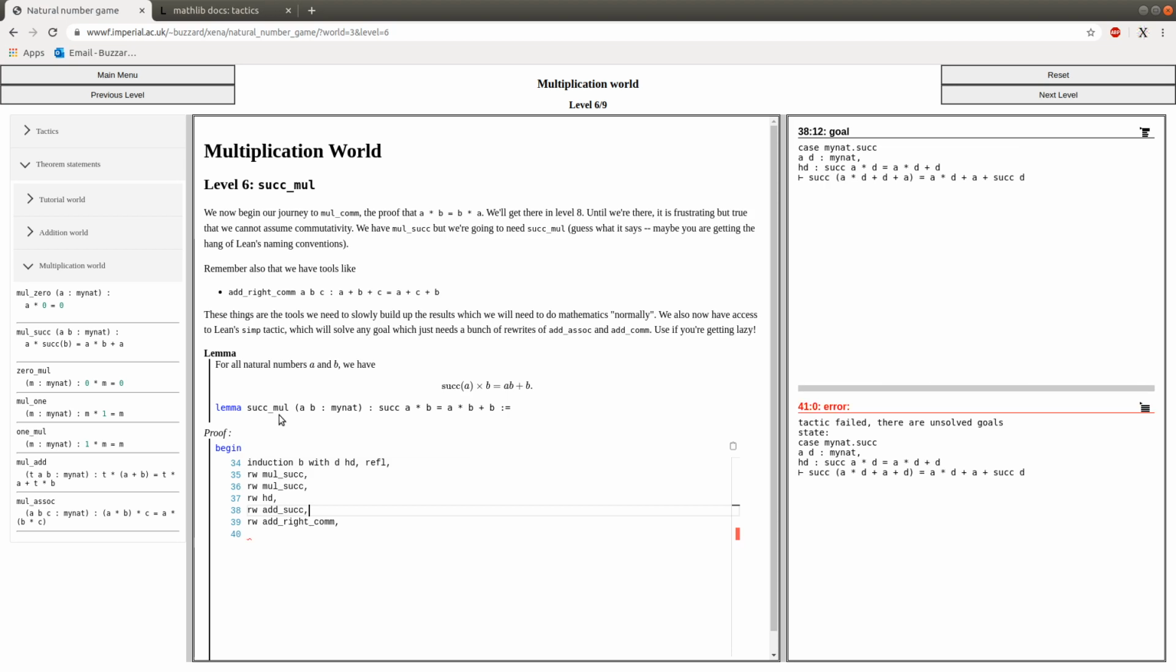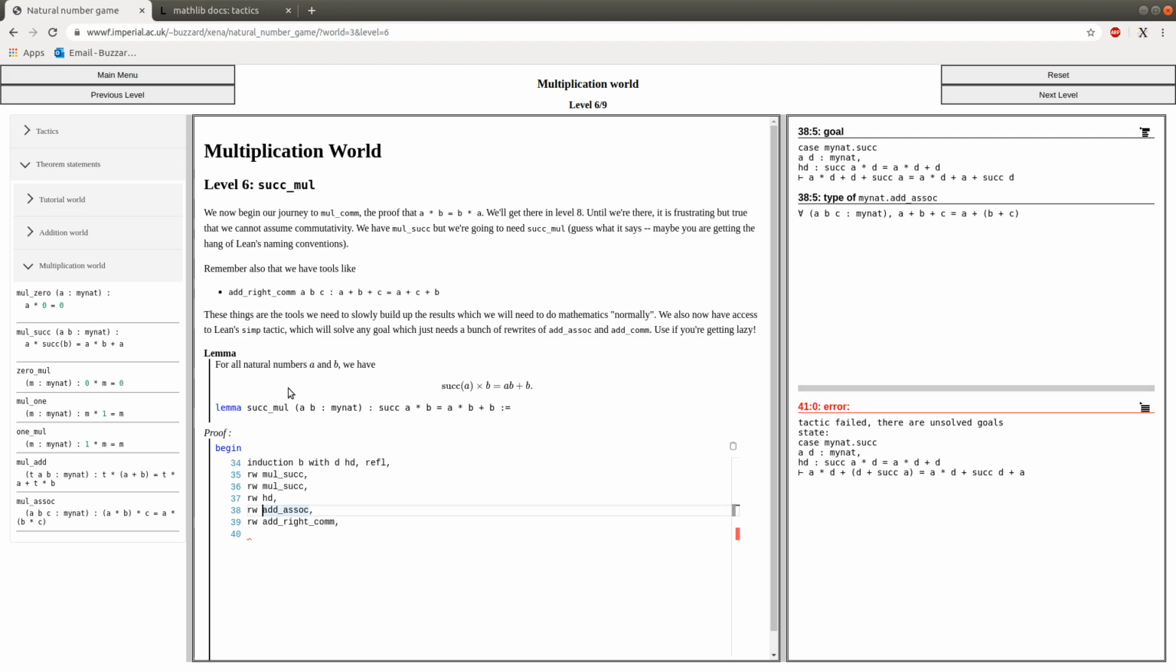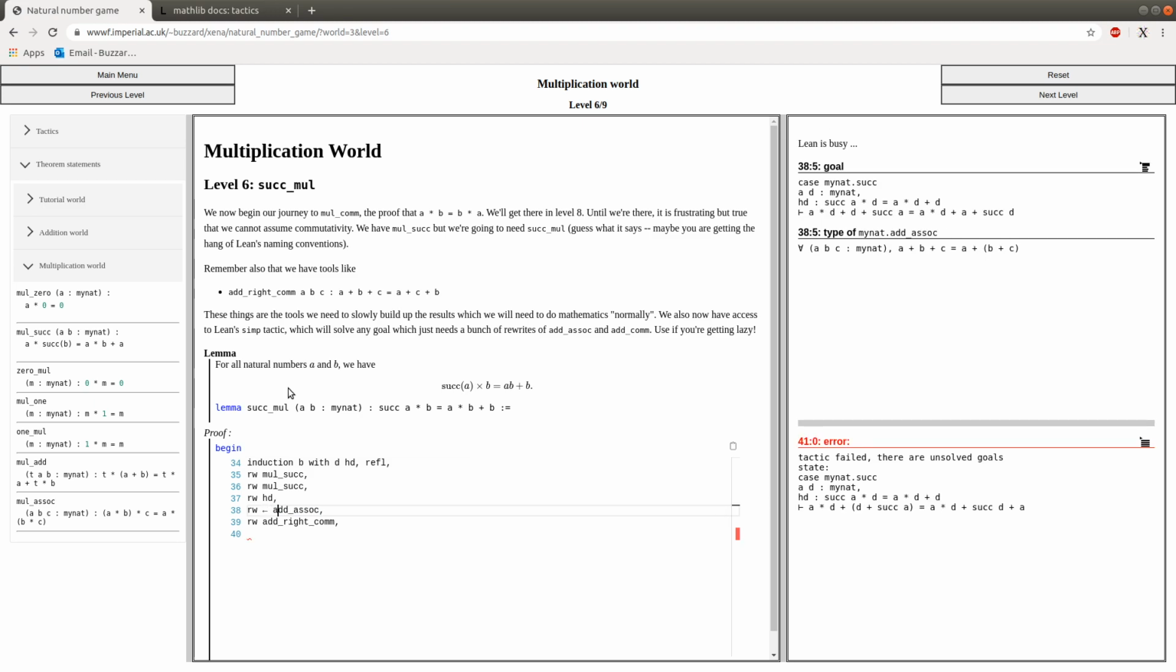What evil lemma? What? Oh, what? What? No. Oh, I see. Oh, how annoying. Maybe I need to rewrite add a sock. Oh, jeez. And there was me thinking it was all going to be easy. I should have rehearsed.